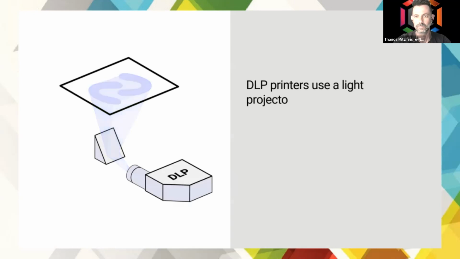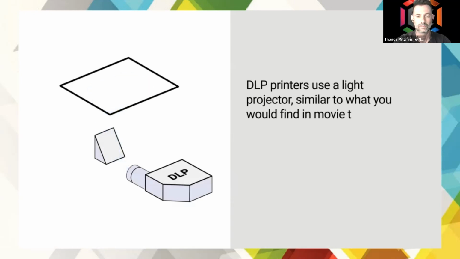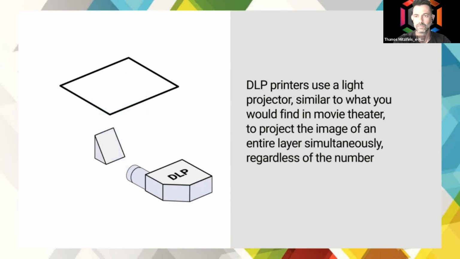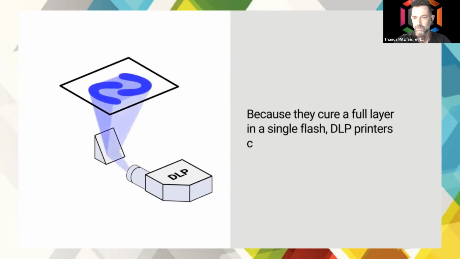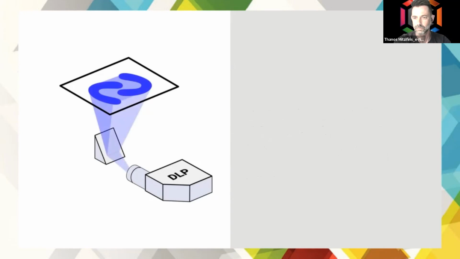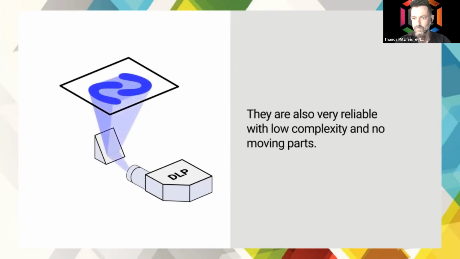DLP printers use a light projector, similar to what you would find in a movie theater, to project the image of an entire layer simultaneously, regardless of the number of parts. Because they carry a full layer in a single flash, DLP printers can be outstandingly fast. They are also very reliable with low complexity and no moving parts.